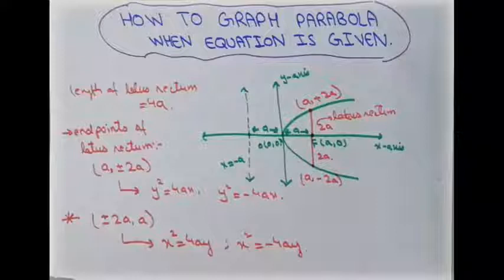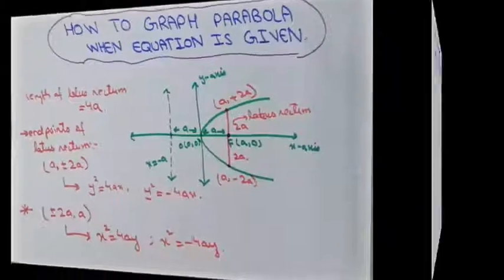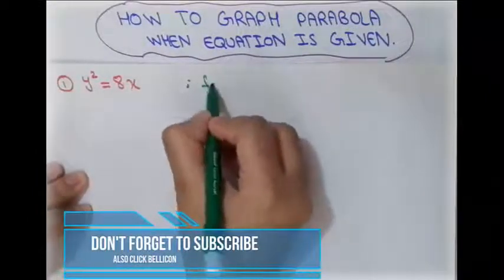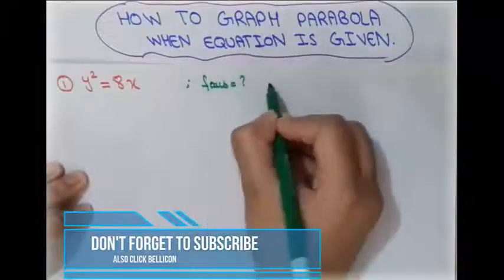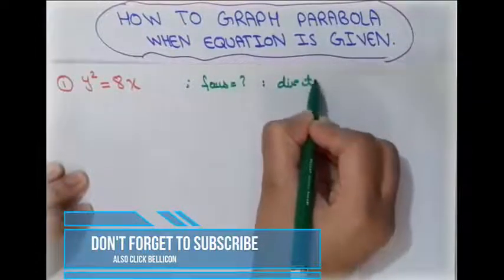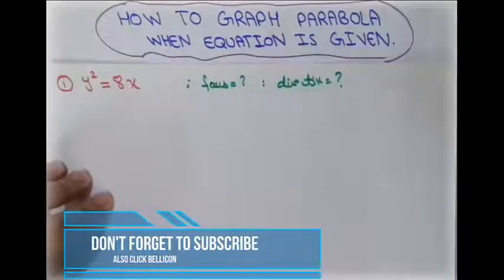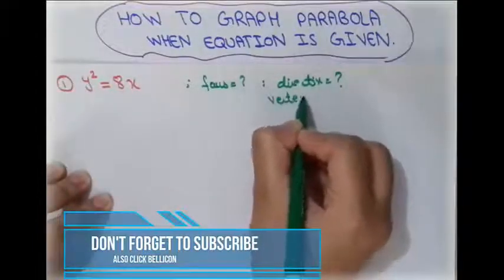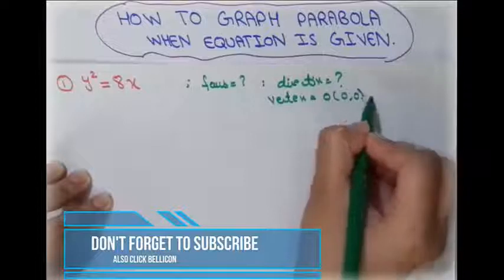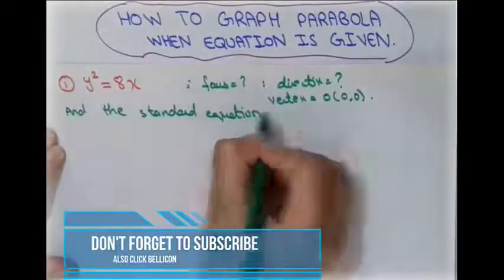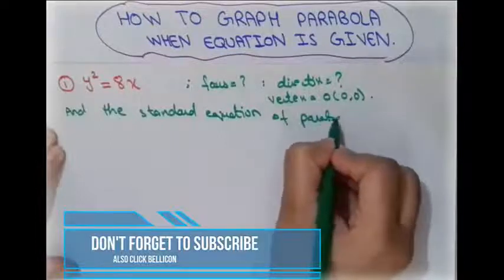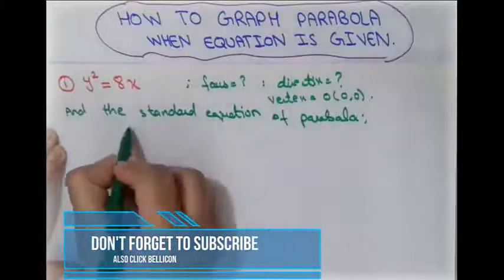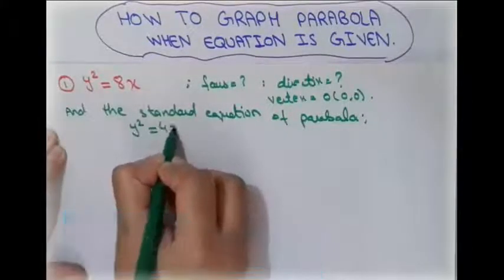Let us take the first example, where the equation is given and we plot a graph. This equation shows a vertex at the origin. So we need to find the focus and the directrix, then we are able to plot it on a graph. To see this equation, the vertex is the origin, which is (0, 0). The standard equation of a parabola in that case, which we already derived in a previous lecture in a very detailed way, is y square equals 4ax.